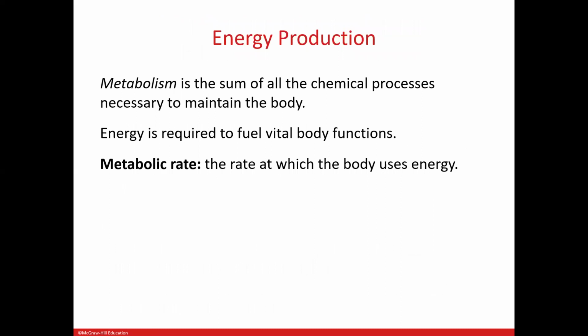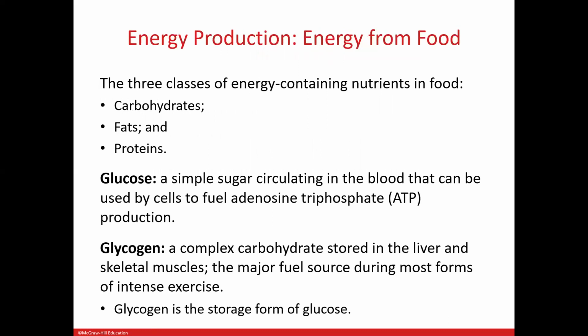So you have metabolism. This is the chemical process which is necessary for you to gain energy. Energy is required to fuel vital body functions. Metabolic rate is just the rate at which the body uses energy. There are three different classes of energy-containing nutrients in foods. I'm sure you're aware of carbohydrates, fats, and proteins. Let's talk about glucose and glycogen.